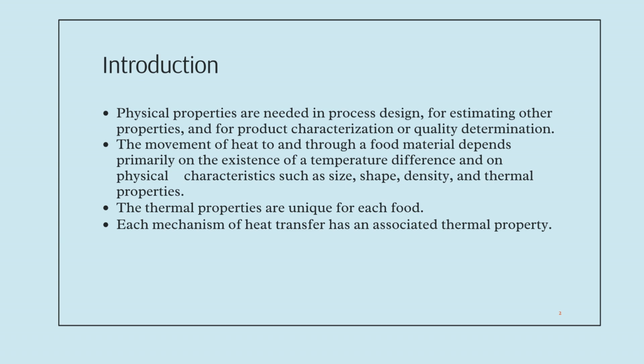The movement of heat to and through a food material depends primarily on the existence of a temperature difference and on physical characteristics such as size, shape, density, and thermal properties. The thermal properties are unique for each food. Each mechanism of heat transfer has an associated thermal property. In simple words, the way heat travels through food depends a lot on its structure and unique characteristics.